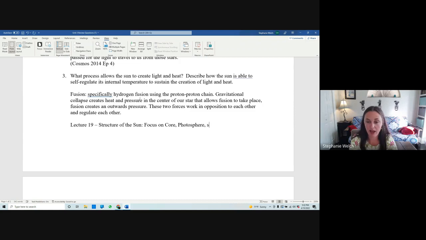And then the last part that you need to remember is the solar wind. The solar wind is what's going to lead to a lot of the space weather on Earth. So if you've got these three down, then I wouldn't spend a whole lot of time and energy trying to memorize convection zone, radiation zone, corona, etc.